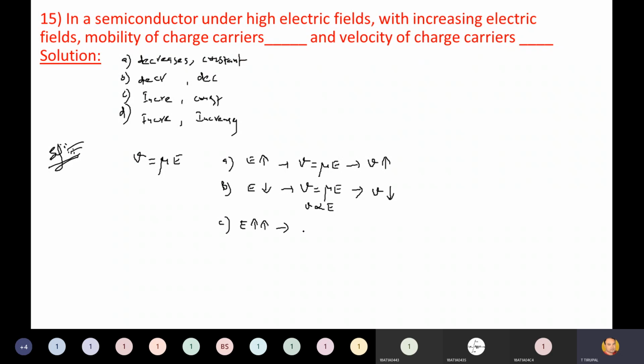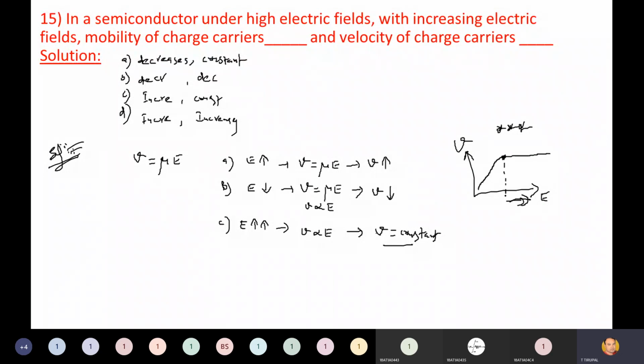Third point, if the electric field is increased a lot, what happens? V is directly proportional to E, then V is equal to constant. Please do remember this. You have a curve like this: electric field intensity versus drift speed V. As electric field intensity increases, V also increases. It reaches a certain point, the saturation point. Even if the electric field increases, the drift speed is constant from that point. This is called the saturation point.